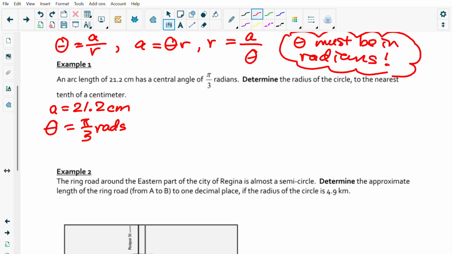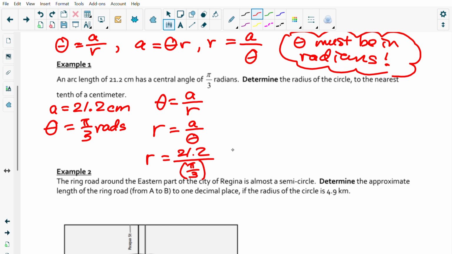Okay, pause here and think about it. Be fluent going back and forth between radians and degrees. How many degrees is π/3 radians without looking? Think. Okay, 60 degrees. Anyway, let's keep going. θ = a/r. We need the radius of the circle, so radius equals a over central angle, 21.2 over π/3, and to the nearest tenth of a centimeter, that is 20.2 centimeters. So that's my radius.